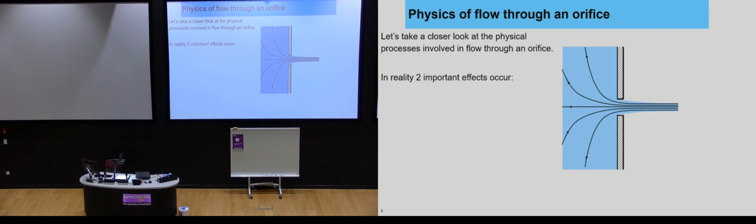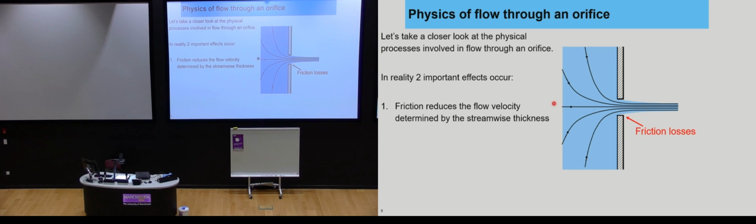So let's take a closer look at what's going on as fluid goes through a hole or an orifice, as we see here. There are two really important effects that occur in reality. The first is that friction actually reduces the flow velocity. There are tiny friction losses as it comes out of the exit. Sometimes that can be determined by the actual thickness of the stream. If it's a very narrow stream, then friction is going to be very significant. If it's wider, friction is less significant.